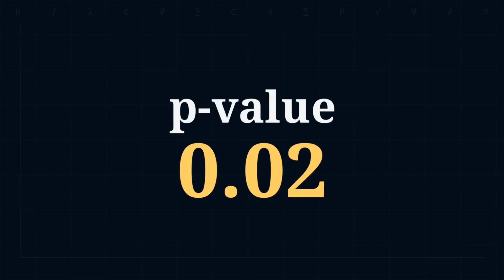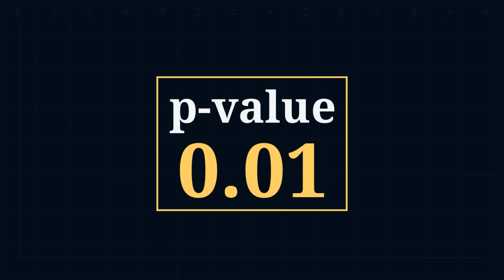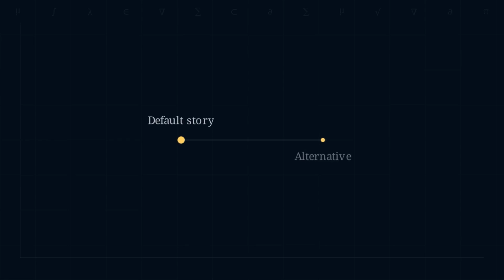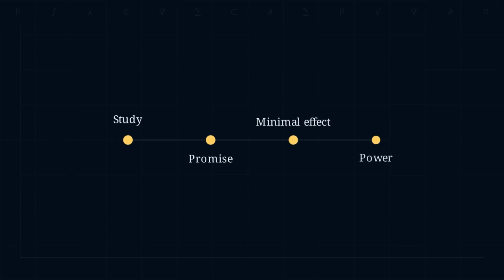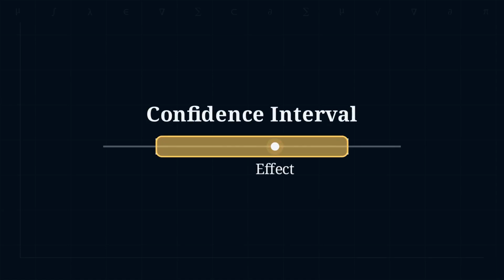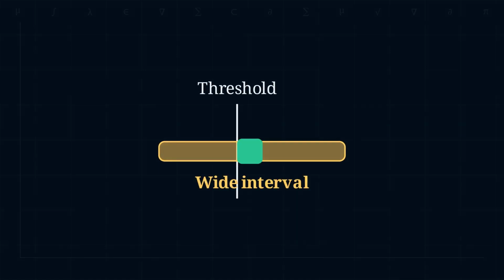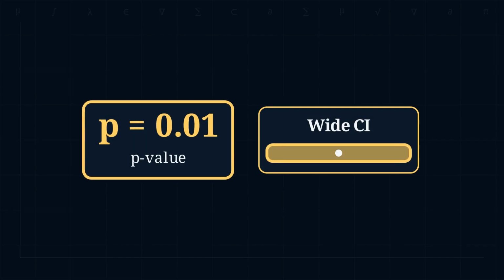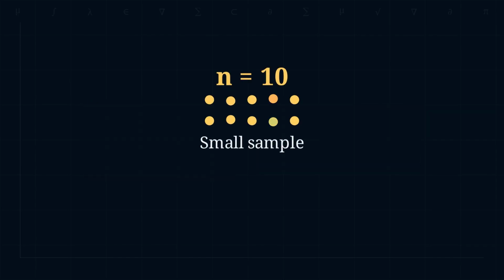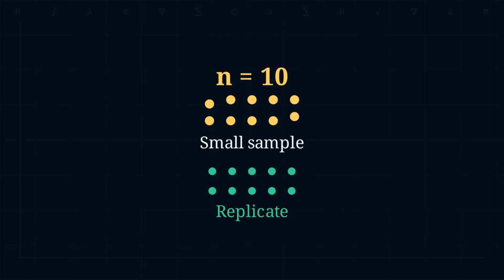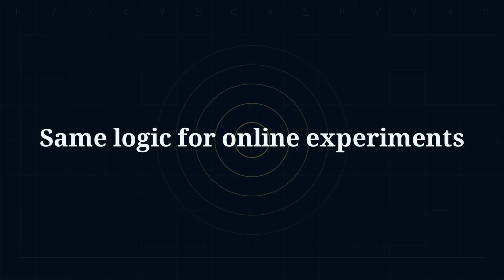Look closely at p-values when you read a report, but do not stop there. Ask what default story was tested, what alternative was meaningful, what minimal effect was promised, and what power was achieved. Look for confidence intervals that show how precisely the effect is estimated, rather than just whether a threshold was crossed. If you see a small p-value alongside a wide interval in a tiny sample, expect volatility and plan a replication before acting.